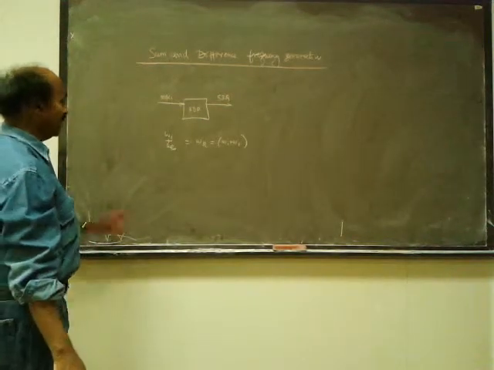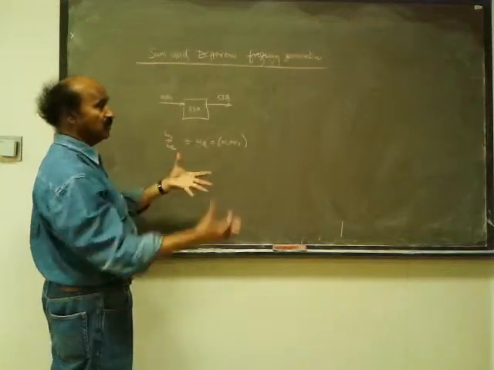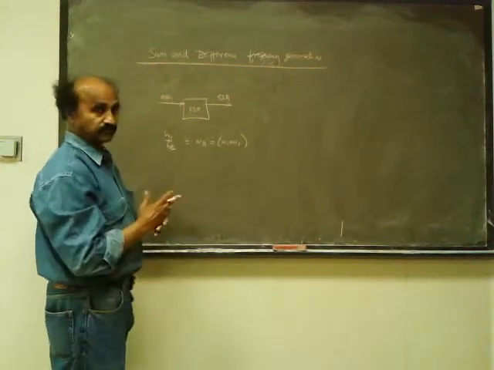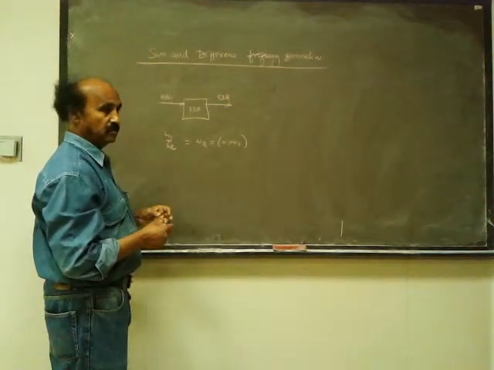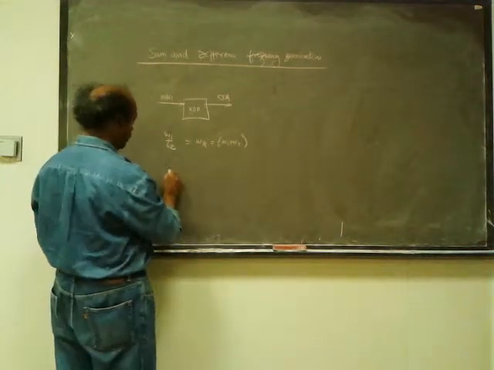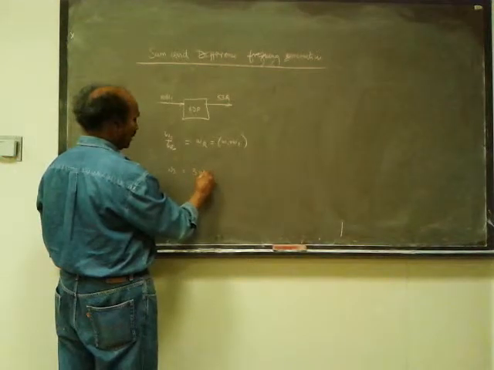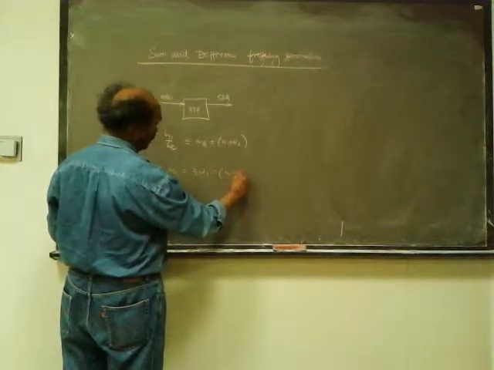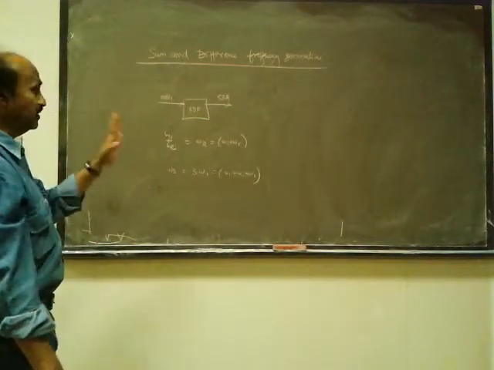That means I have taken two photons of 1064, added them together, and then I got one photon of twice the frequency. Similarly, I can say omega 3 is equal to 3 omega 1, which means omega 1, omega 1, omega 1. Three photons added together become the third harmonic.